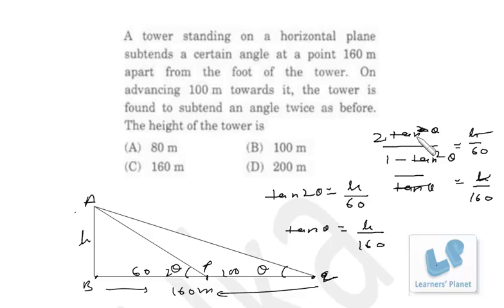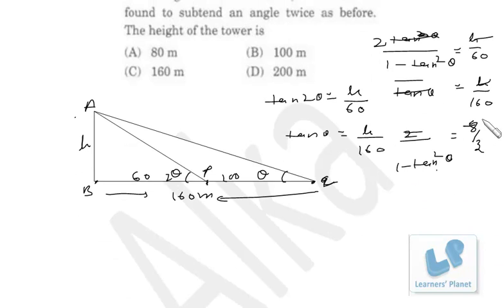Okay, so this and this is cancelled. So 2 upon 1 minus tan square theta is equal to 160 by 60, right? So I can take it as 8 by 3. Okay, so this is 4. That means 1 minus tan square theta is 3 by 4. That means tan square theta is 1 by 4. That means tan theta is 1 by 2. Now if I put the value of tan theta over here, 1 by 2, so h by 160 is 1 by 2. That means h has to be 80. That means height of the tower must be 80, right?